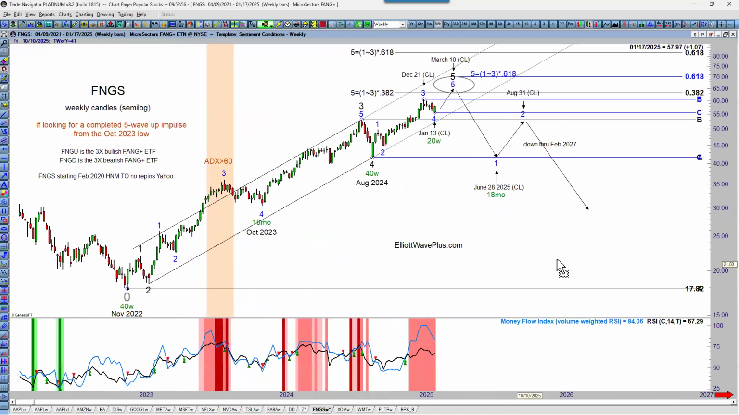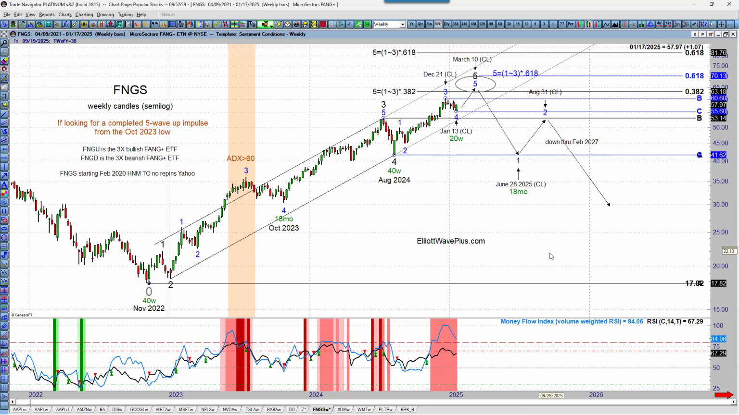FNGS, this is going to be an important one to follow. It appears that it is attempting to finish a five-wave up structure from the November 2022 low. 1, 2, 1, 2, 3, 4, 3, 4. And this movement to the upside does not look like a completed five-wave structure. Looks like a 1, a 2, a 3, and a 4.